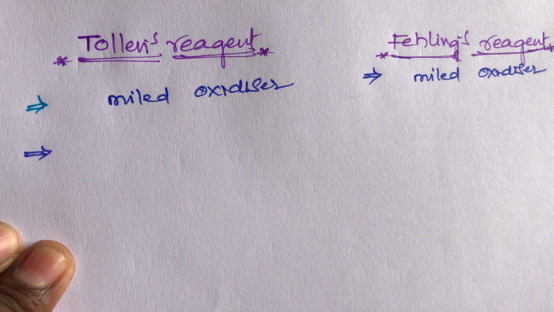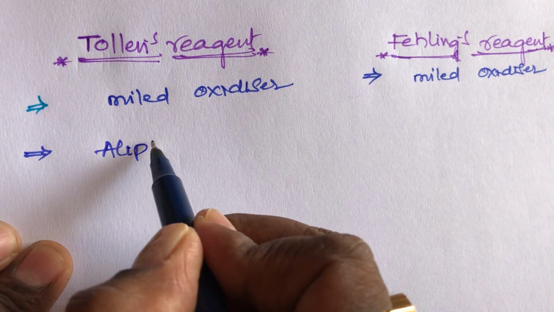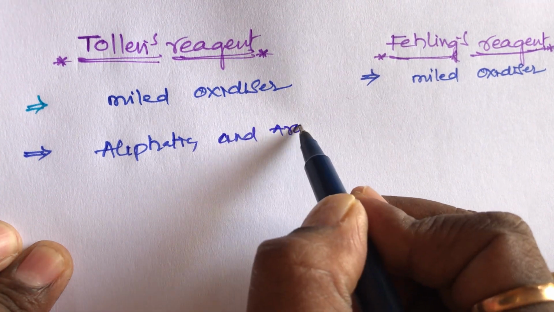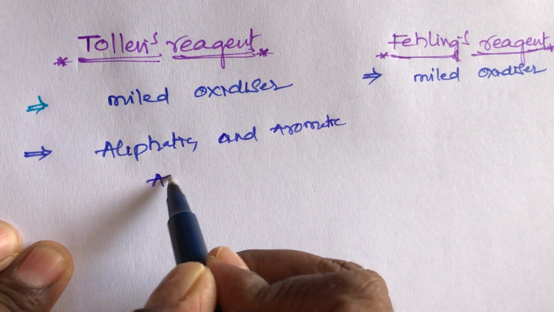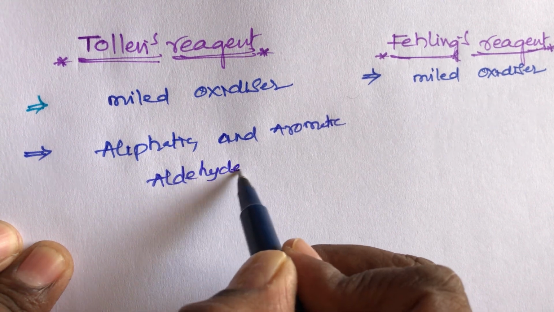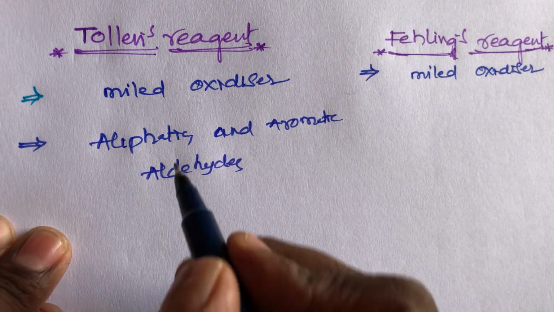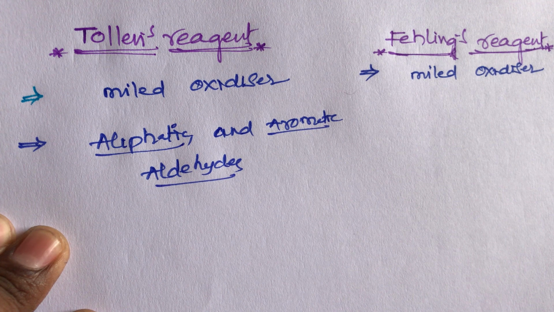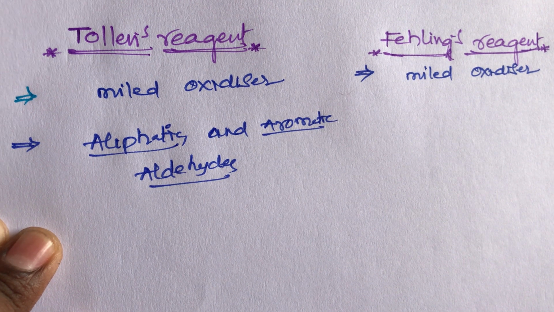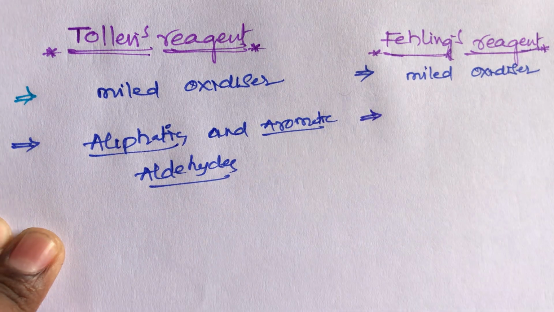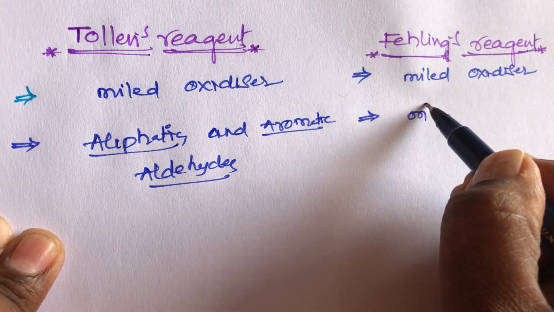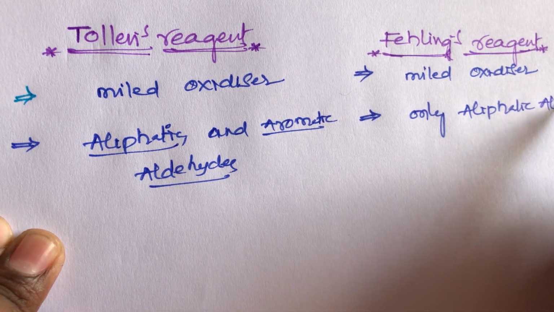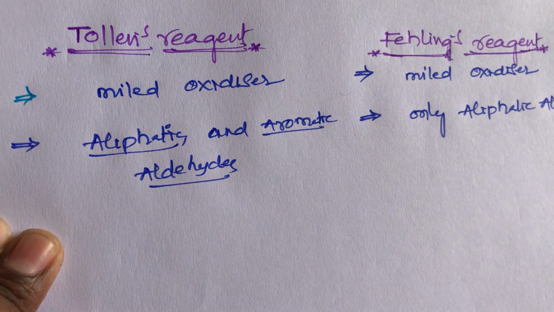Tollens reagent can oxidize aliphatic and aromatic aldehydes. It is very important, students. Tollens reagent can oxidize both aliphatic aldehydes and aromatic aldehydes. But Fehling's reagent can oxidize only aliphatic aldehydes. You remember, students? Only aliphatic aldehydes.